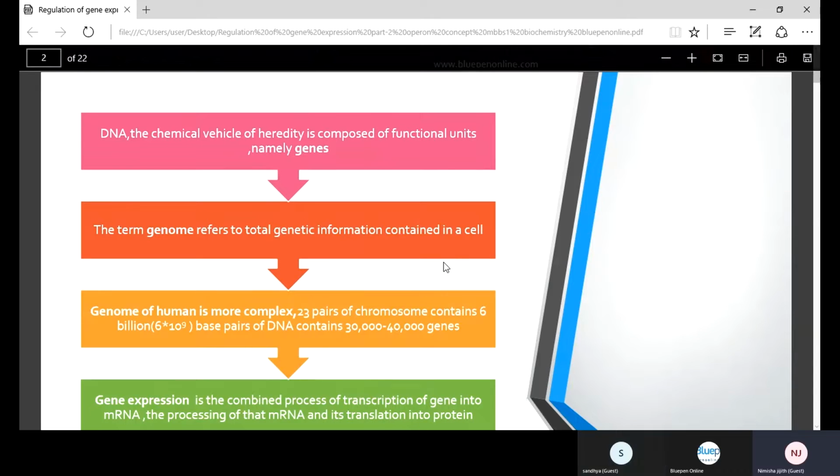So we are entering into that topic, a very small topic. We cut that topic into pieces, then only can we easily understand. So we start with genes.